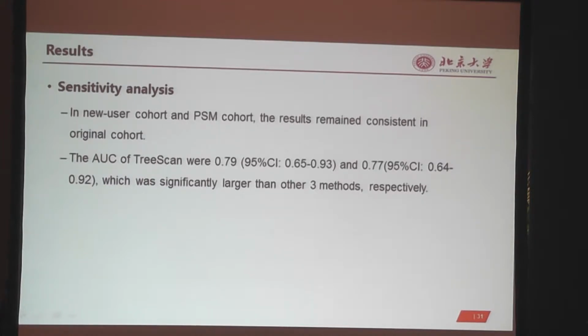The results of the sensitivity analysis remained similar to the original cohort, and the AUC of tree scan was about 79% and 77% in these two settings, and they were significantly larger than the other three methods respectively.